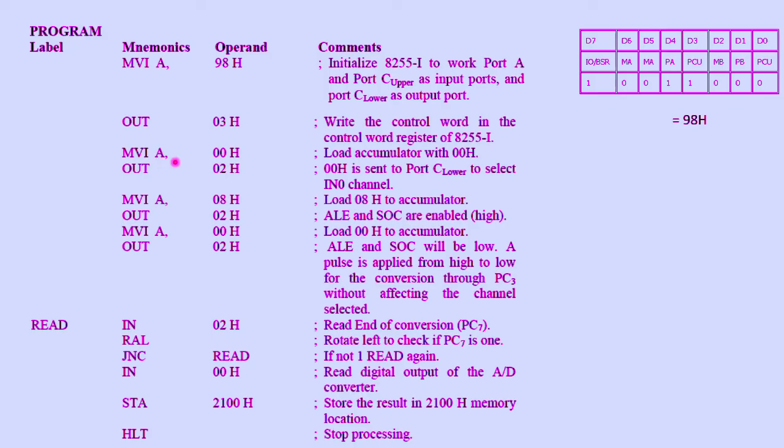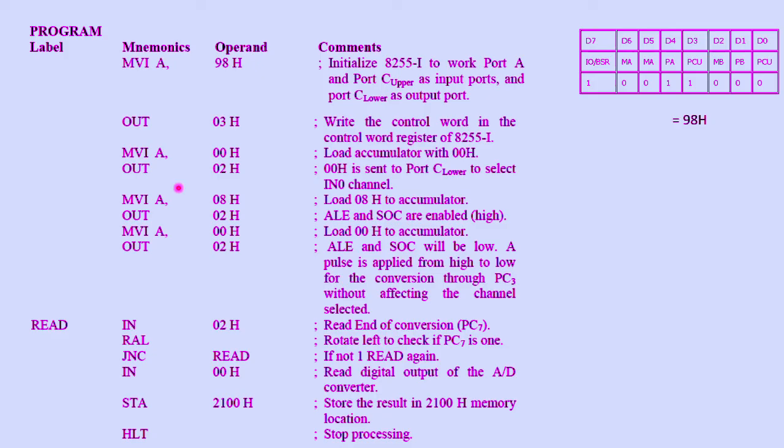Okay, next what we have to do is load the accumulator with 00 and send it to port C lower in order to select the IN0 channel. That is IN0 as the channel. We already saw why we have done it, because in that case the port C lower signals PC0, PC1 and PC2 will become 0, 0, 0 and input channel 0, IN0, will be selected.